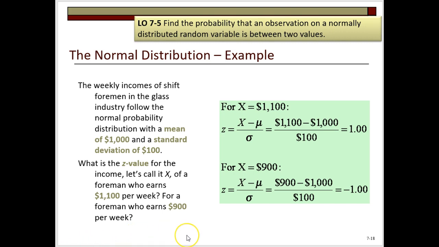So what is the z-value for the income of a foreman who earns 900 per week? In this problem statement, the variable of interest x is 900, population mean mu is 1,000, and the population standard deviation is still 100. Substituting these numbers into the z-score formula, we get a z-value of -1.